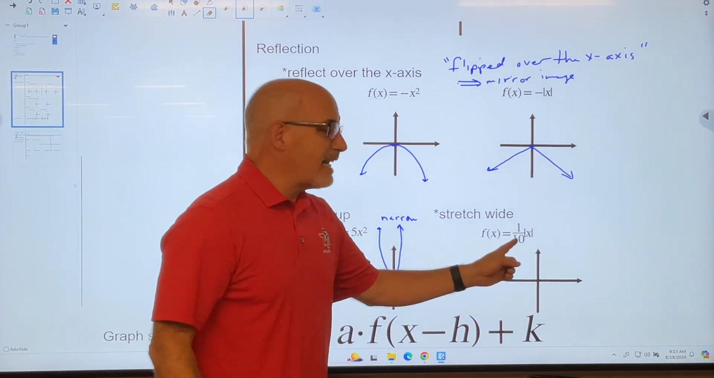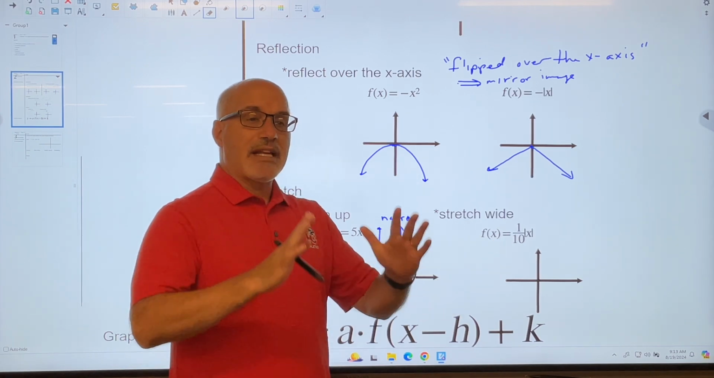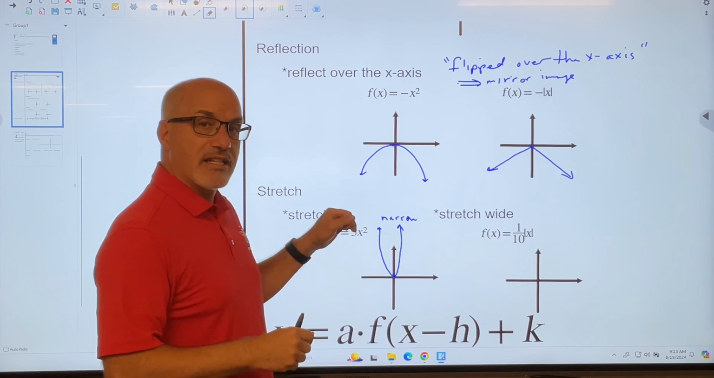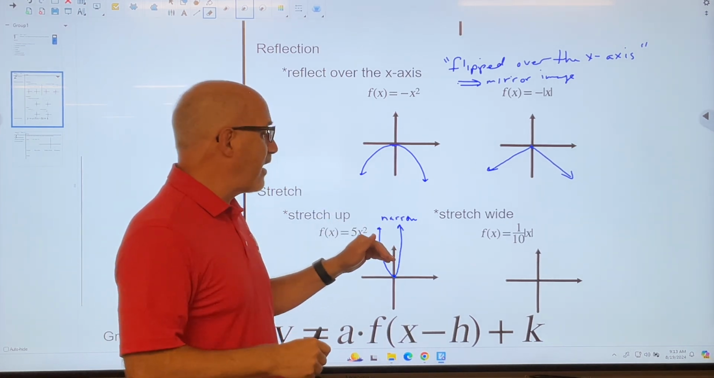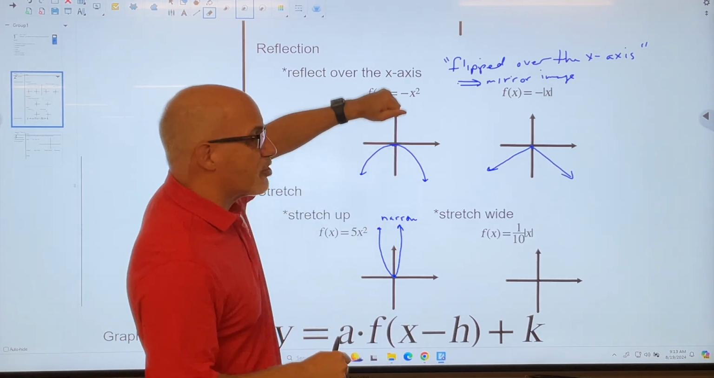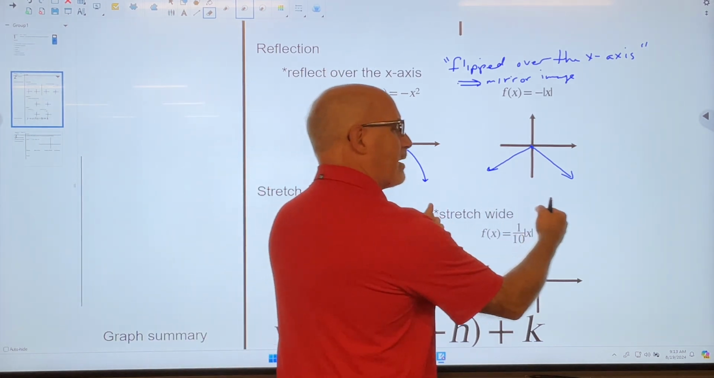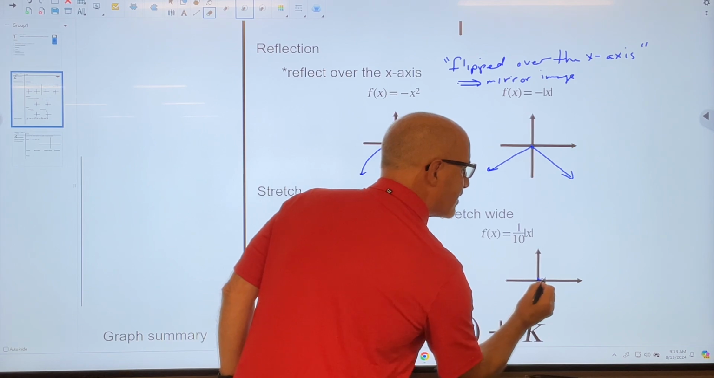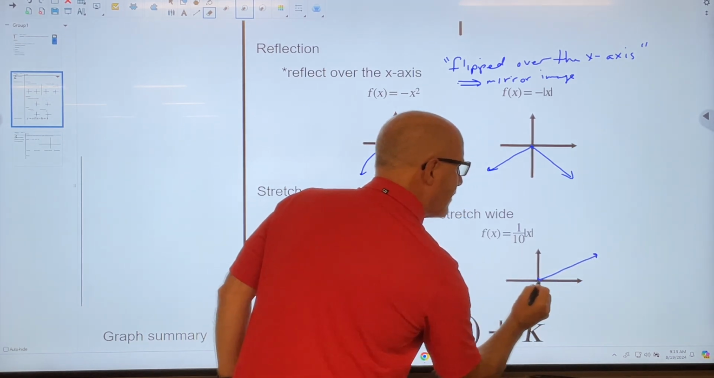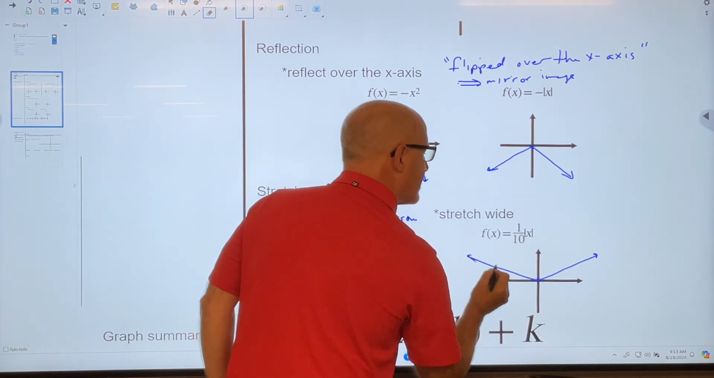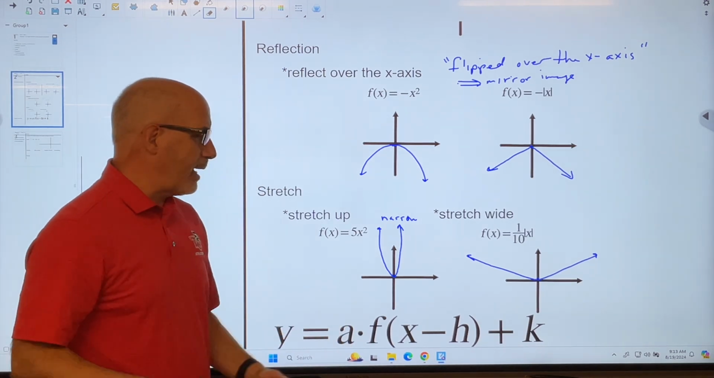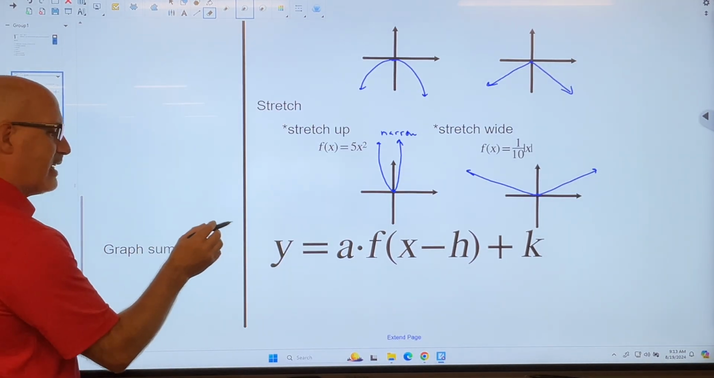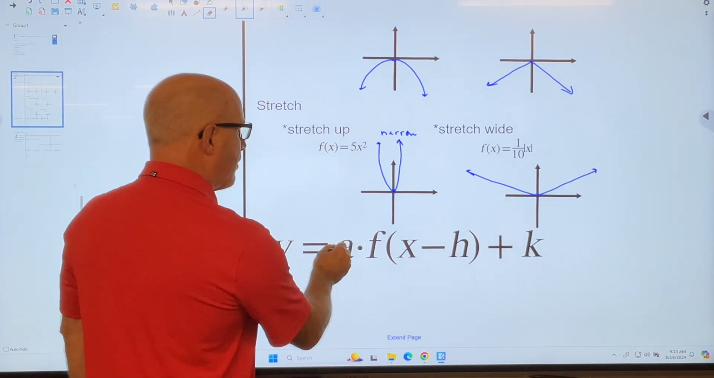If we have instead a fraction in front of it, that means it's going to stretch wider. This one, the 5 makes it go up faster because you're multiplying each y value by 5. It's going to be like grabbing it and stretching it up. This is going to be like grabbing it and stretching it wide instead. So 1/10 of the absolute value of x is a very wide V because it's going to make it stretch wide.